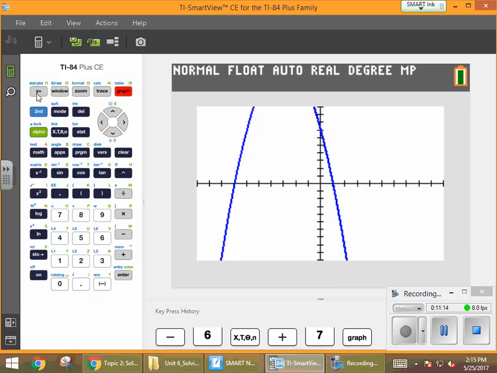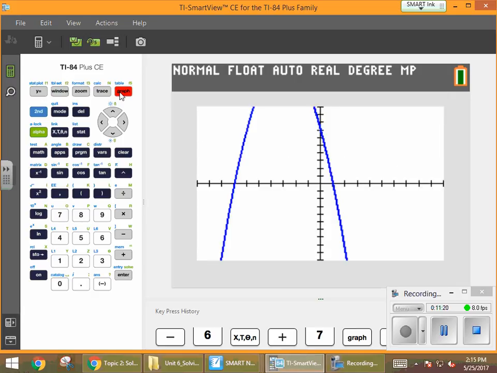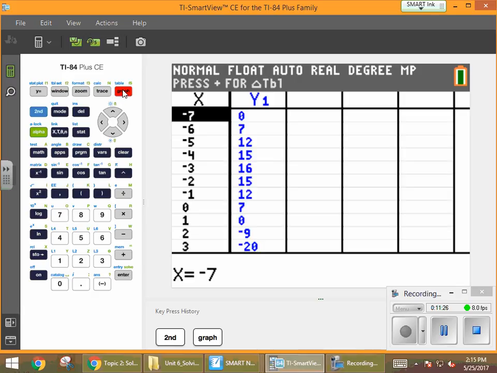Let me double check I graphed that right. -x² minus 6x plus 7, that's it. And hit the graph, it's going to look like this. Now I need to find the values I can put on my table, or on my picture. So I'm going to go second table, and that looks to be about right.